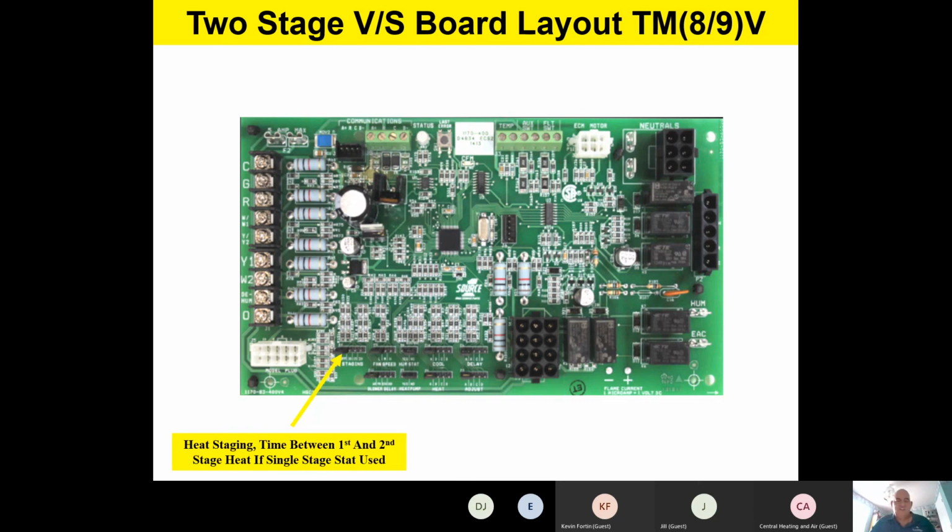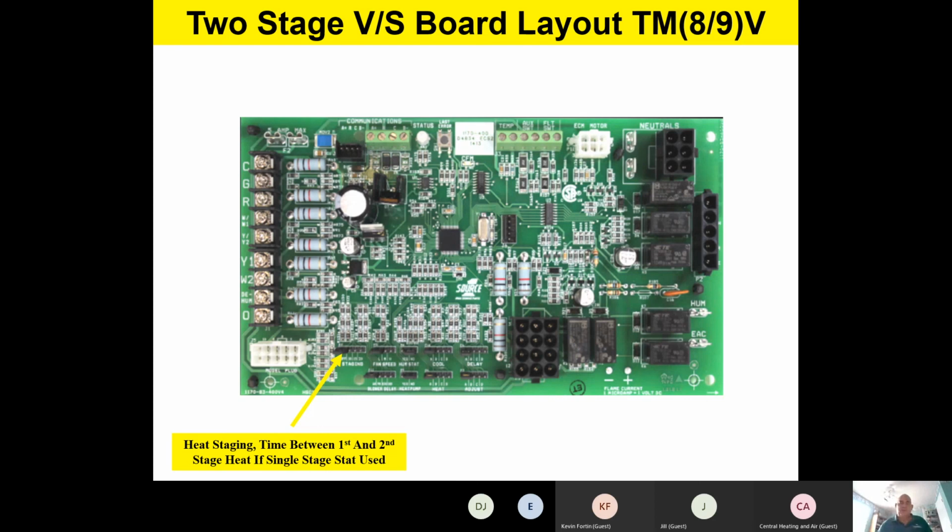Finally, there's a heat staging. And please notice, team, unlike our previous board where we had some intelligent staging on the board, this board is strictly timeout. So if I'm stuck with a single stage thermostat, based on this jumper selection will determine how long the furnace will run on first stage before it goes to second stage. So this is a heating staging selection based on if you're stuck with a single stage thermostat. And if you look at it closely, the selection is 10, 15, or 20 minutes.